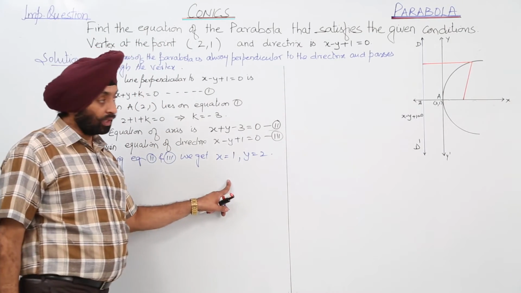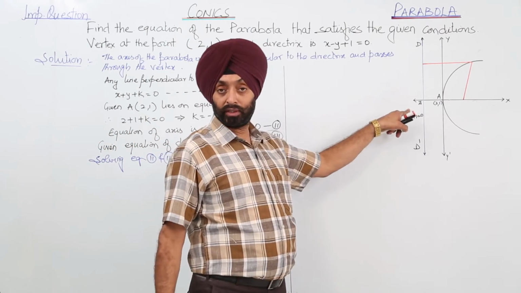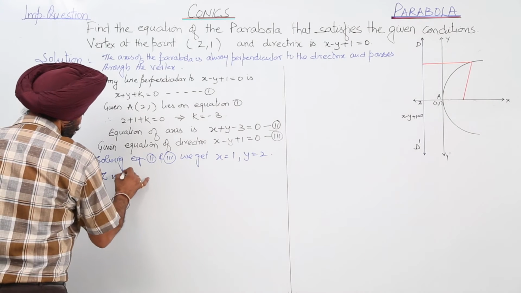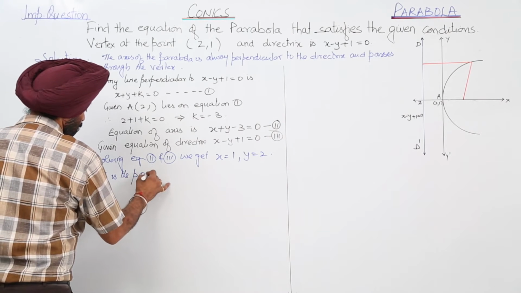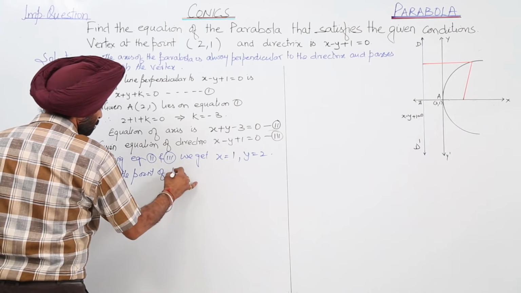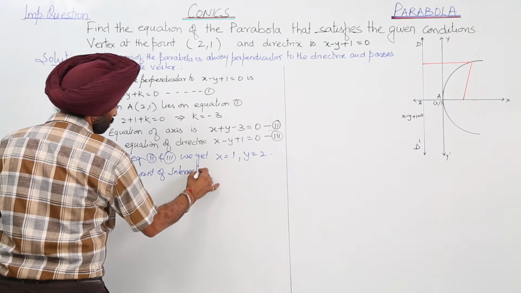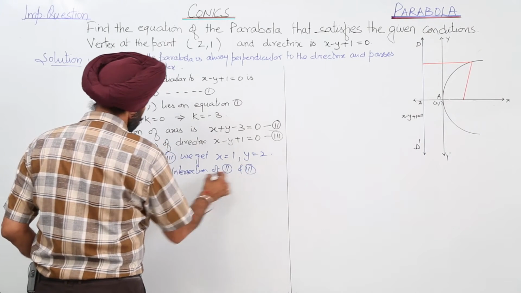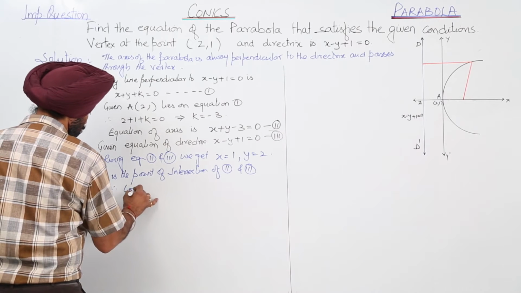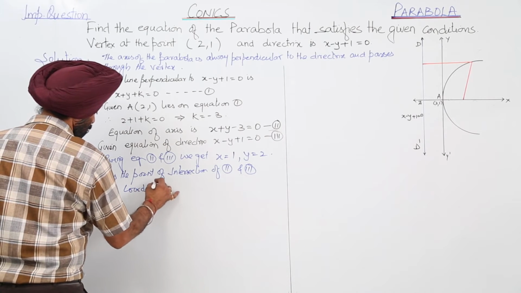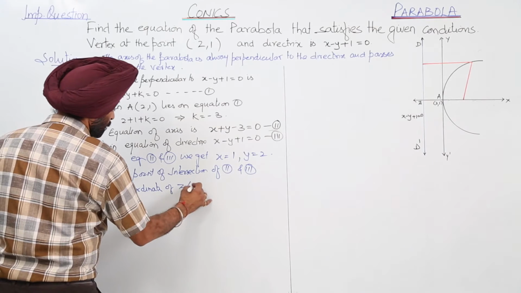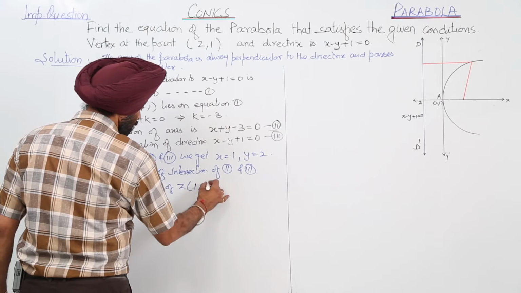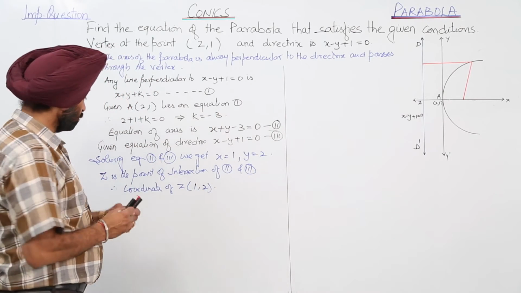Now where will these points lie? These are the points of Z. Z is the point of intersection of 2 and 3, therefore the coordinates of Z are (1, 2).